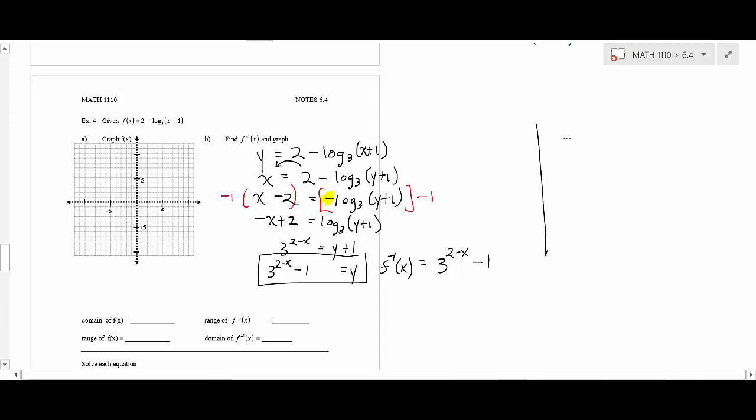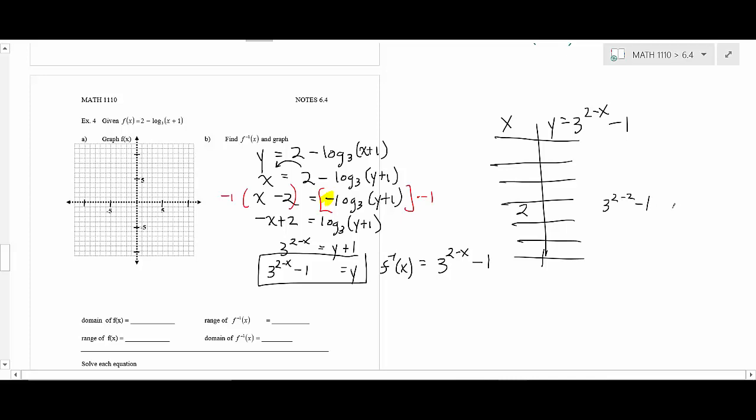Okay. So let's go ahead and make a table of values for y equals 3 to the 2 minus x, minus 1. I'm not going to do transformations on this. You could think of it that way if you wanted to, but I'm not going to bother with that. I'm just going to pick some numbers for x and get enough good points that we can figure this out. So if we started at 2, then I would just have 3 to the 2 minus 2, minus 1. So that's 3 to the 0 minus 1. We know anything to the 0 is 1, so 1 minus 1 is going to be 0.